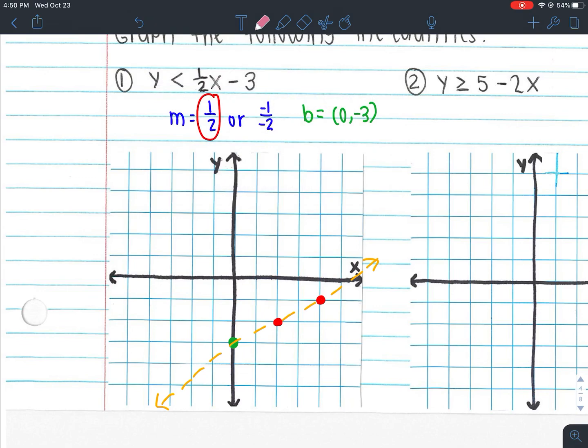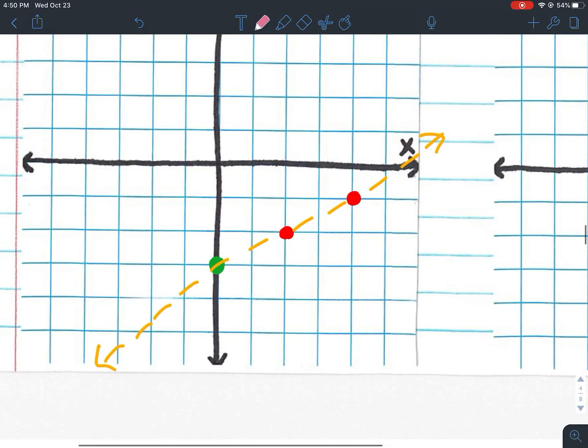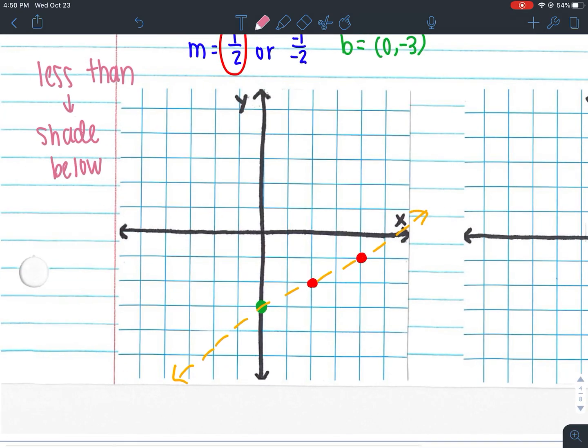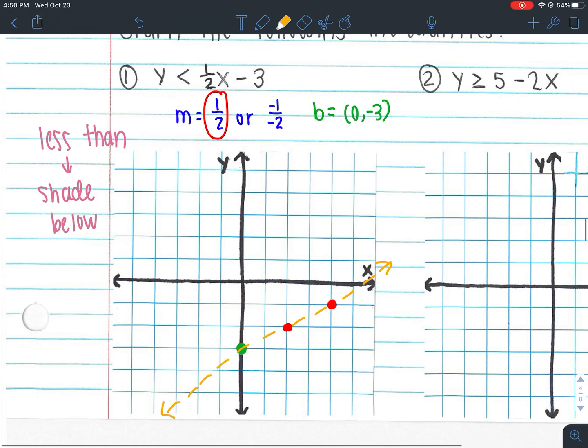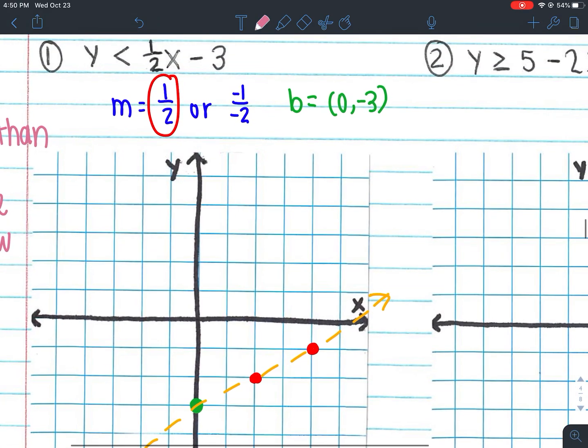Okay, now once you have your dashed line, you're going to have to shade as well. So here, because I have a less than sign, this is less than, okay, because it's less than, I'm going to shade below. Oh my gosh, so sorry. My Apple Pen's being weird. Shade below. Okay. And you're like, well, where's below on my graph? Well, there's 2 parts of your graph here. You have this first part over here, and you have this bottom part over here. Now, which one of those is below?